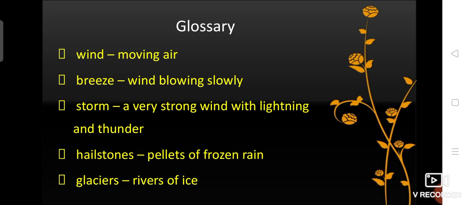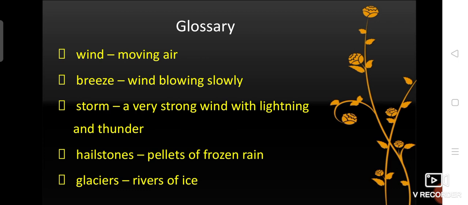Okay. The next one, some glossary. See, here all the words are given related to either wind or water or river. The first one is wind. What do you mean by wind? Wind is nothing but a moving air. Second one, breeze. Wind blowing slowly, that is called breeze. Third one is storm. A very strong wind with lightning and thunder, along with rain, that is called storm. Fourth one, hailstones, that is pellets of frozen rain, we discussed.